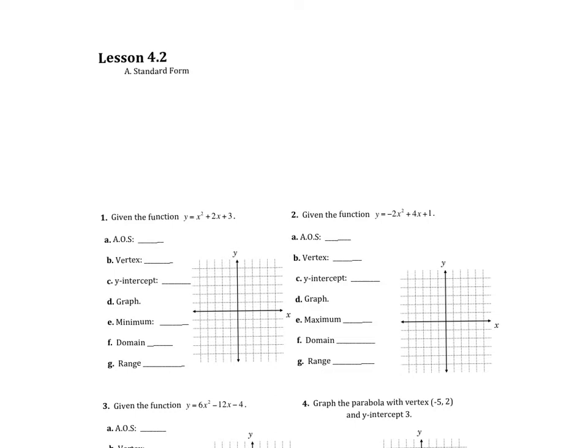So standard form is the form f of x equals ax squared plus bx plus c. Okay, we've seen this before. This shouldn't be anything new. And let's note a couple of things real quick. A is the coefficient, the number in front of x squared. B is the number in front of x, and C is our constant term, okay? So we're going to need all of those later on.